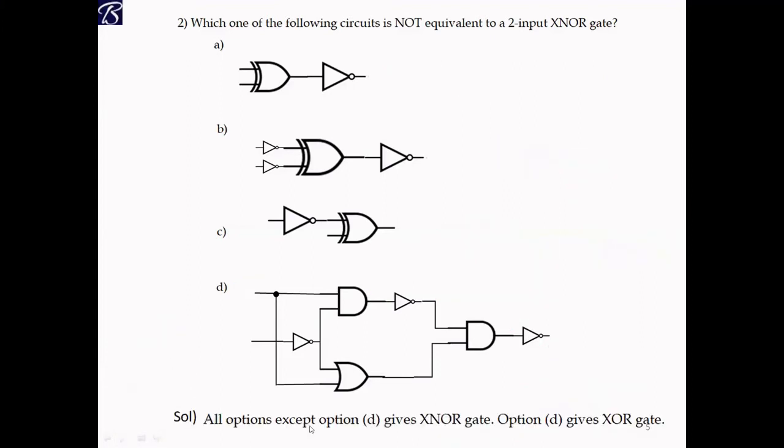Yeah, all options except option D give an XNOR gate. Hence option D is the correct option.